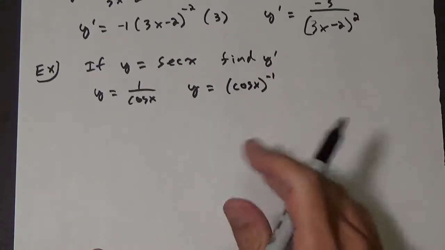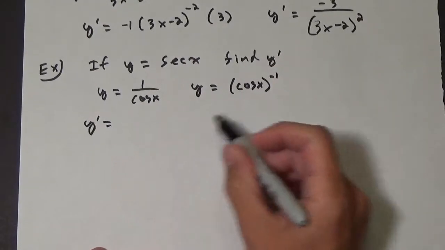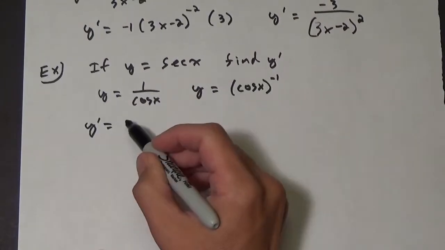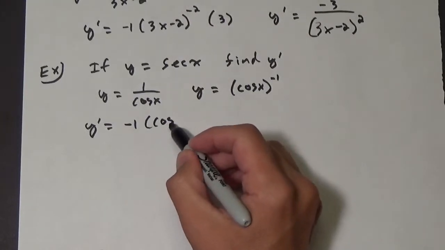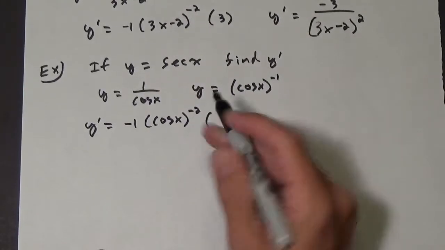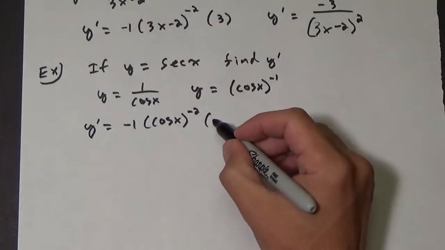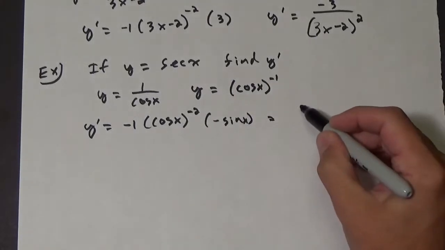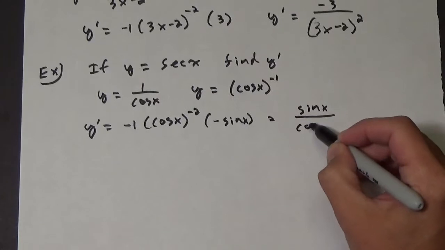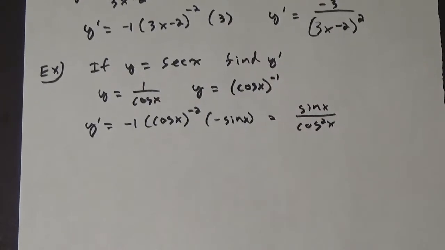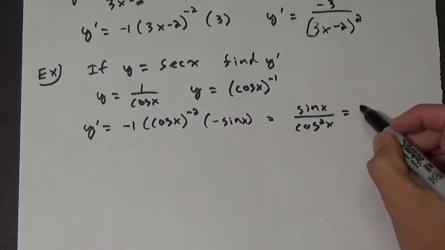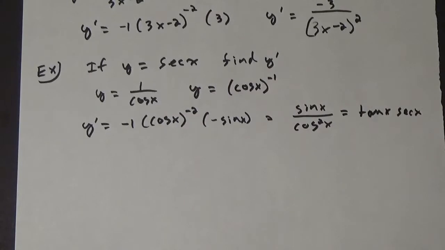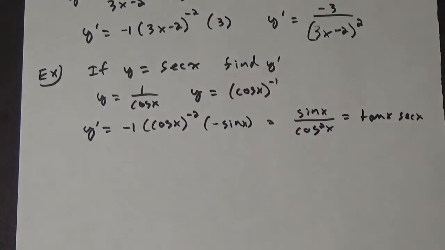And now we can take the derivative of this. So y prime: remember, the inside is the cosine, the outside is to the negative 1. So we bring out the negative 1, so we have negative 1 times the cosine of x to the negative 2 times the derivative of the thing inside. The derivative of the cosine is a negative sine of x. And so we end up with sine of x over cosine squared of x. And of course we ended up rewriting this to be the tangent of x, secant of x. But it's the exact same answer we came up with when we had the quotient rule.